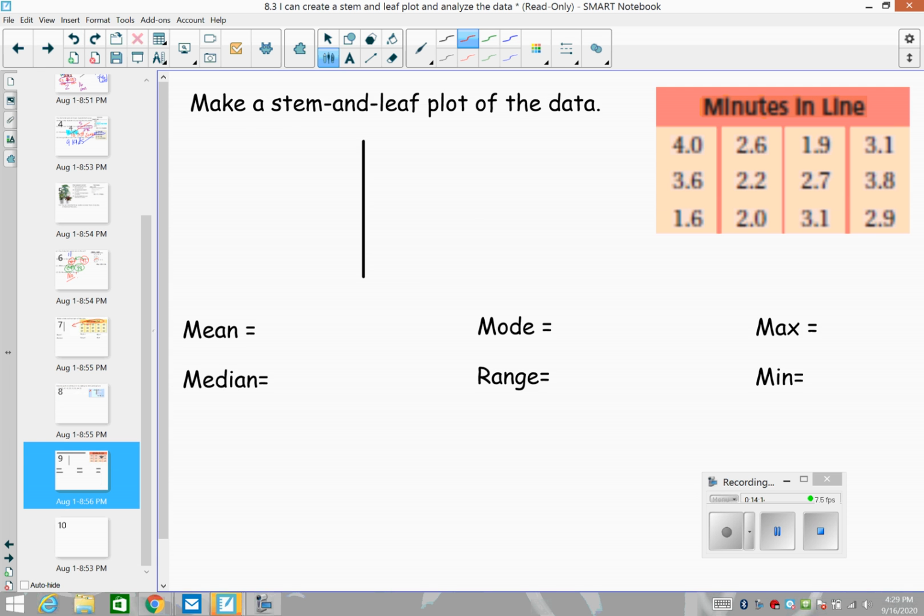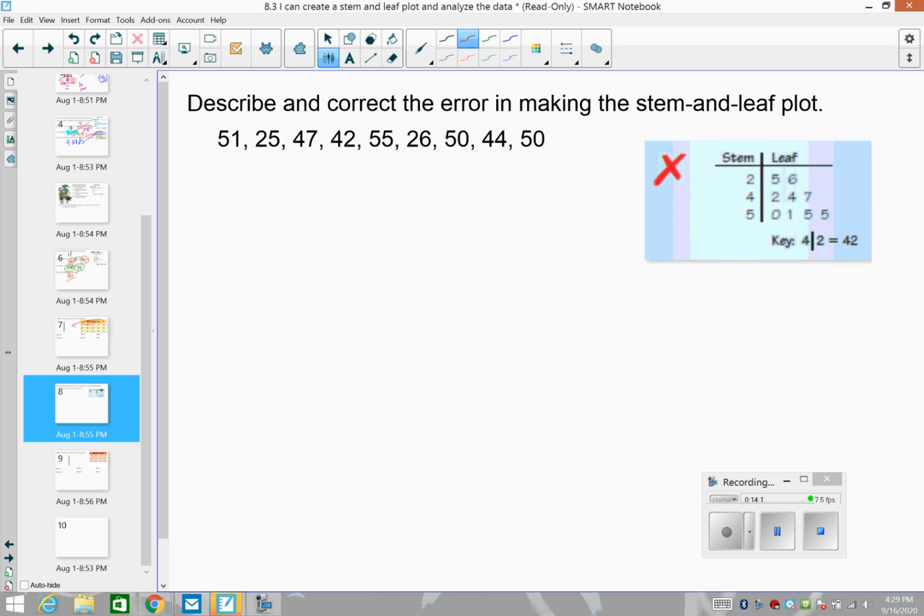Let's find the error in this question, and I think we'll be good to go. Describe and correct the error in making the stem and leaf plot. So let's say what we have here. So it looks like we have a 25 and a 56. Let's see if we see that. Oops, I meant to say 25 and 26, not 56. 25 and 26. That looks good. Okay, cool. Let's see, 42, 44, 47. That looks good. And then we see 50, 51, 55. Oh, I see the error.